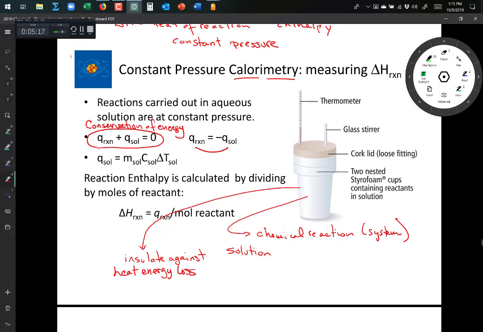Now for a solution, we can use the MCAT equation. If we wanted to know how much heat energy was gained or lost by a solution, we would use MCAT. And what's M again? Mass of your solution. C is the specific heat of your solution. And T is the temperature change for the solution. Okay.